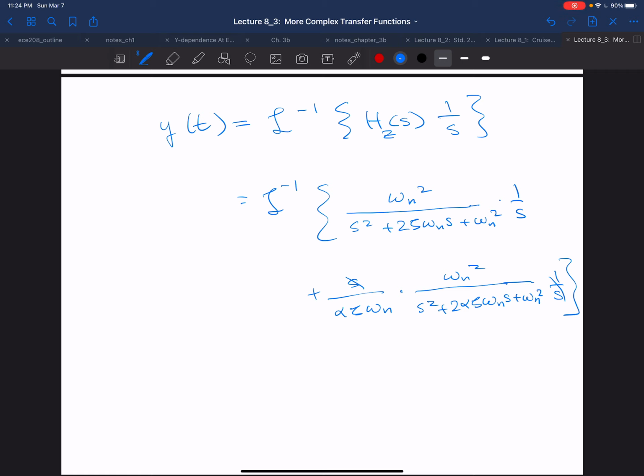So what is this inverse transform going to be? Well, obviously the inverse transform, we can transform the two parts separately by linearity. So the first one will just give us the step response of the standard second order system. The second one will simply give us the impulse response of the standard second order system times this term 1 over alpha zeta omega n.